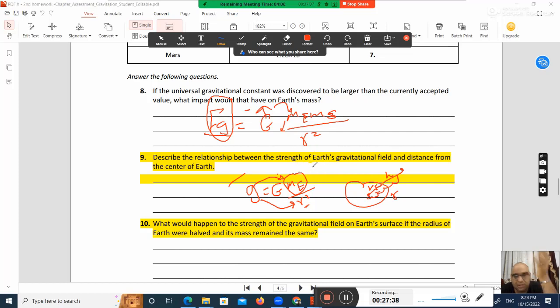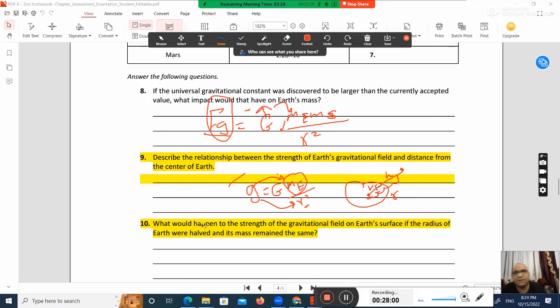So the relation between them is an inverse relation. As the distance increases, the gravitational field decreases, and the relation is not constant and is represented by a square. So a small change in the distance makes a huge change in the gravitational field.